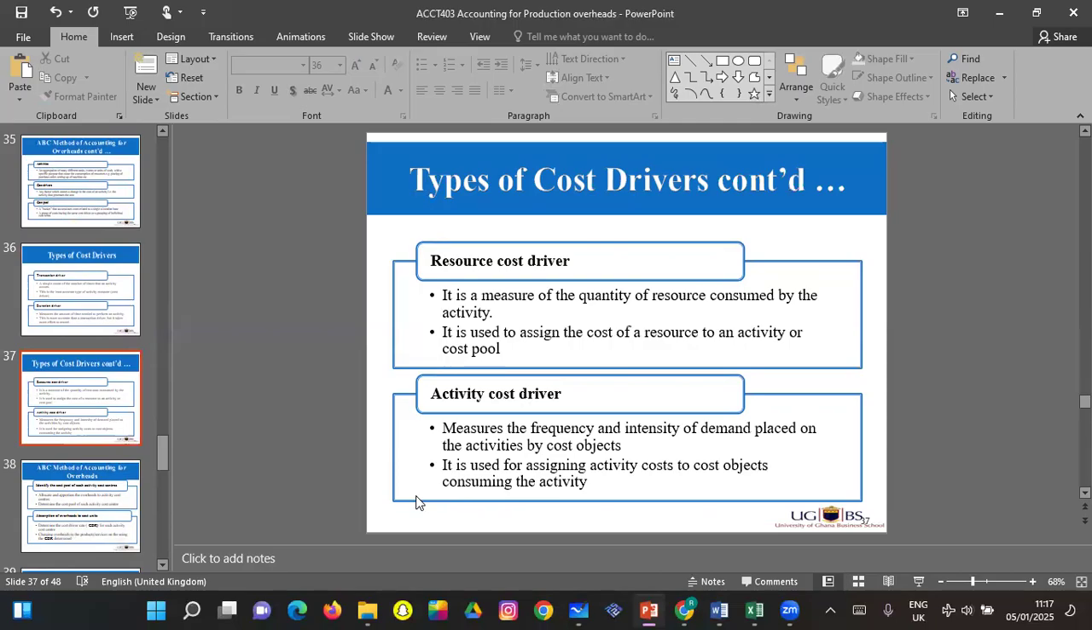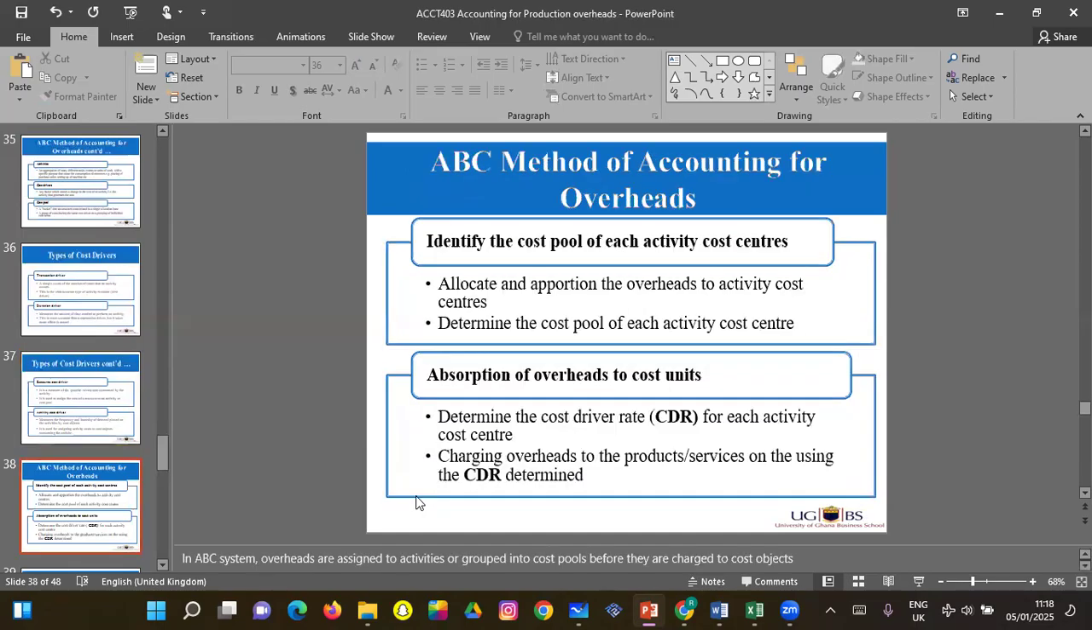Activity cost driver measures the frequency and intensity of demand placed on the activity by cost objects. It is used for assigning activity cost to cost objects consuming the activity. So these are all just self-explanatory. So, identifying the ABC method for accounting purposes.